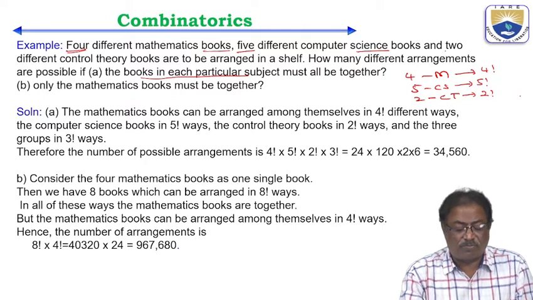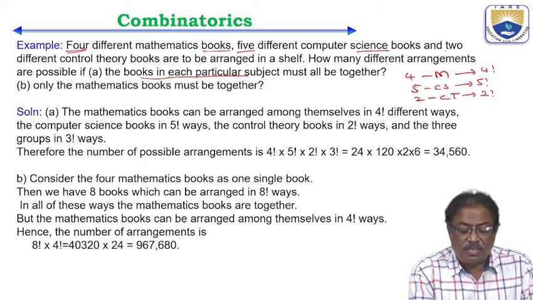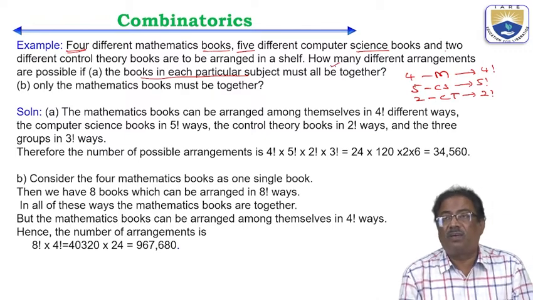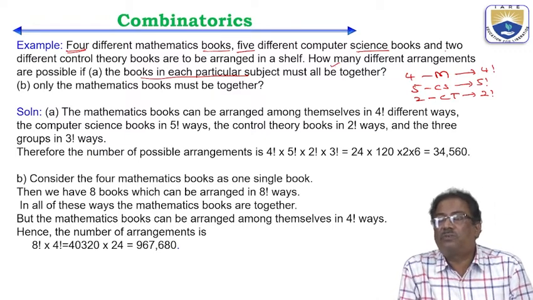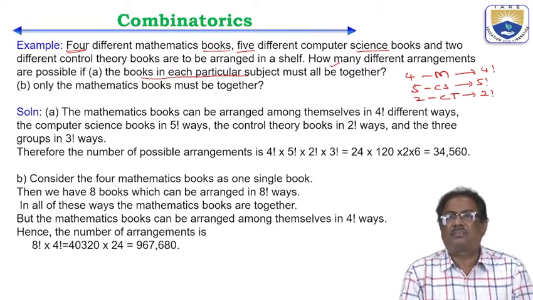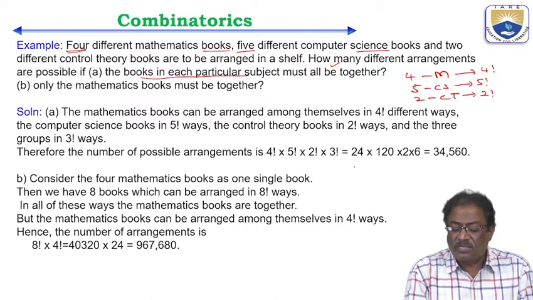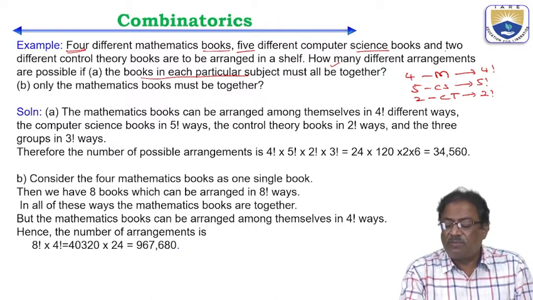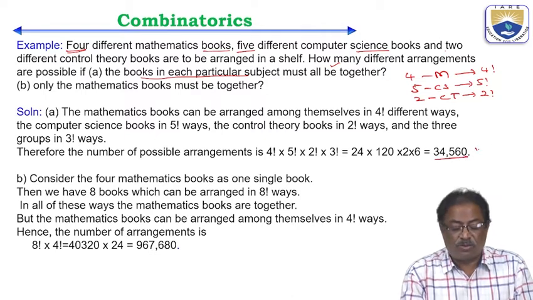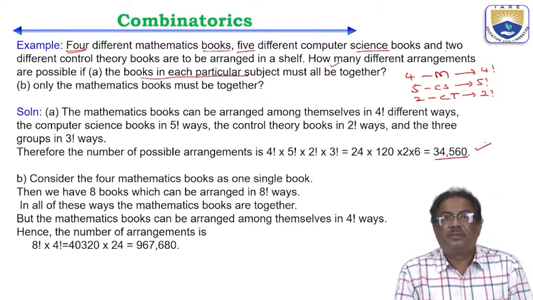So the total number of ways, see here it is given, the books in a particular subject must be together. Always the mathematics books together, next after that, computer books together. Everything: first maths, computer science, control theory, or control theory, maths, computer science, like that. It will be rotating. So here the thing is 4 factorial into 5 factorial into 2 factorial. Subsequently, we are going to get the first one.